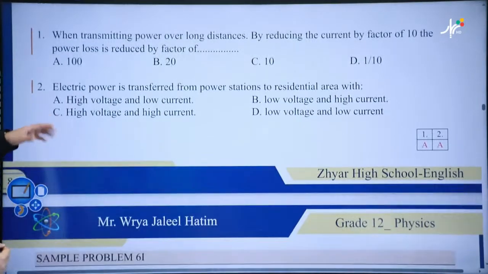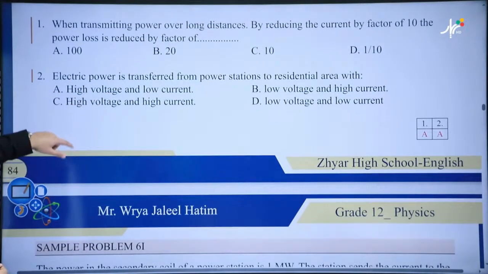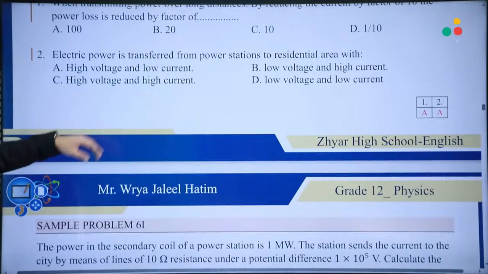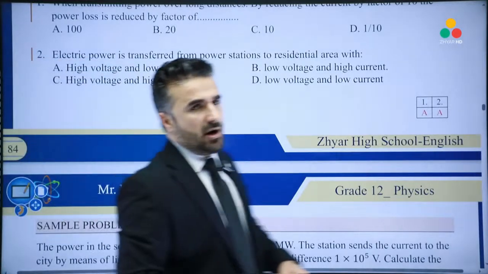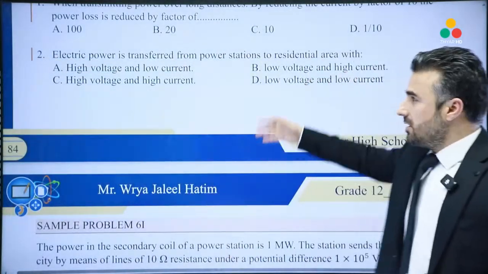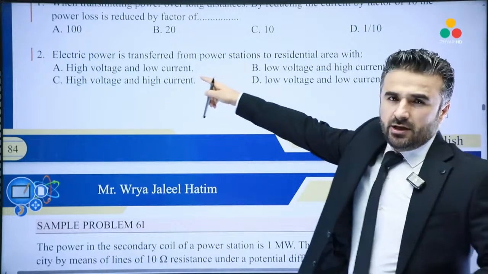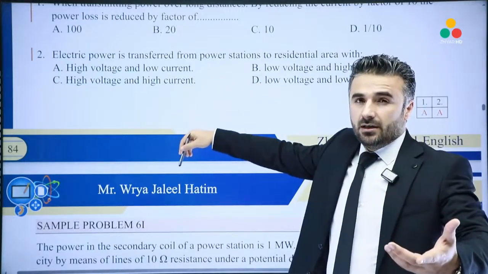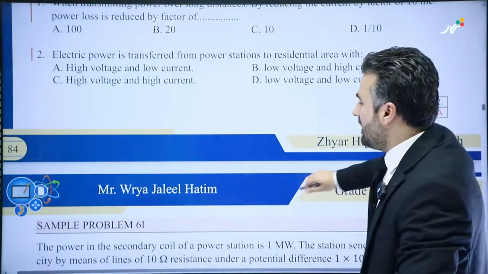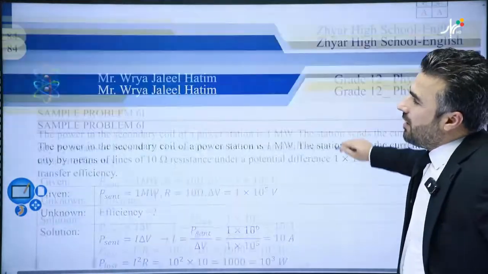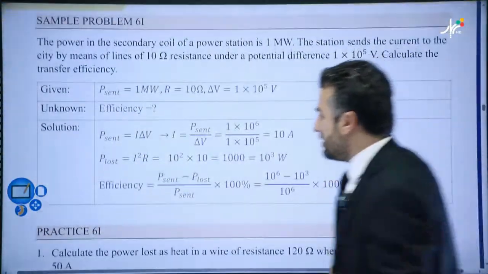Okay, the next one says electric power is transferred from power stations to a residential area with what? So how do you transfer power from one place to another? Of course, you'll have to use a high voltage and low current. Again, why? So that we can save the power from being lost. Okay, now take a look at this question here.